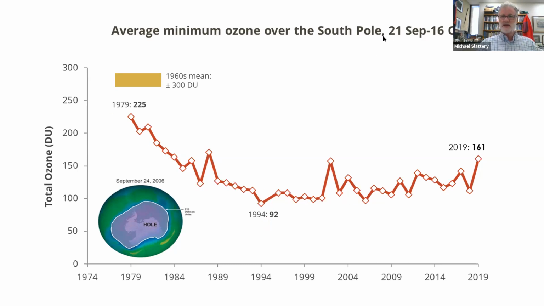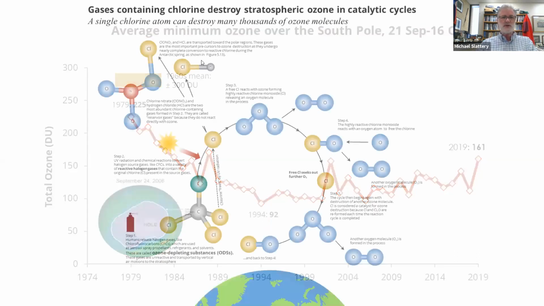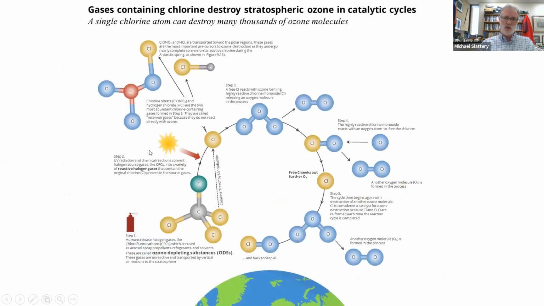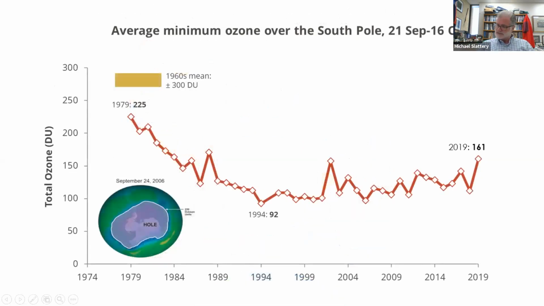So let me stop there and just make sure that everybody's on the same page, because what we're going to do now, if I just go back one, is explore what happens to these reservoir gases, the hydrogen chloride and the chlorine nitrate, as they're transported to the poles. Right. Questions? Everybody happy with that?